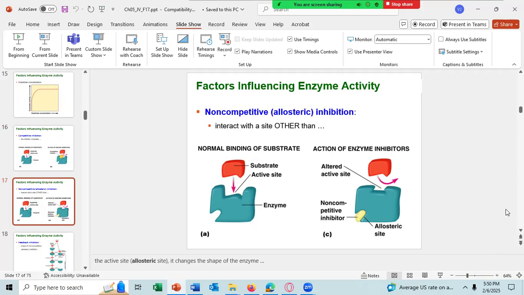Non-competitive or allosteric inhibition is similar, except the non-competitive inhibitor does not bind to the active site the way that the competitive one does. It's like putting a computer on hold, where it wouldn't receive text messages or phone messages.